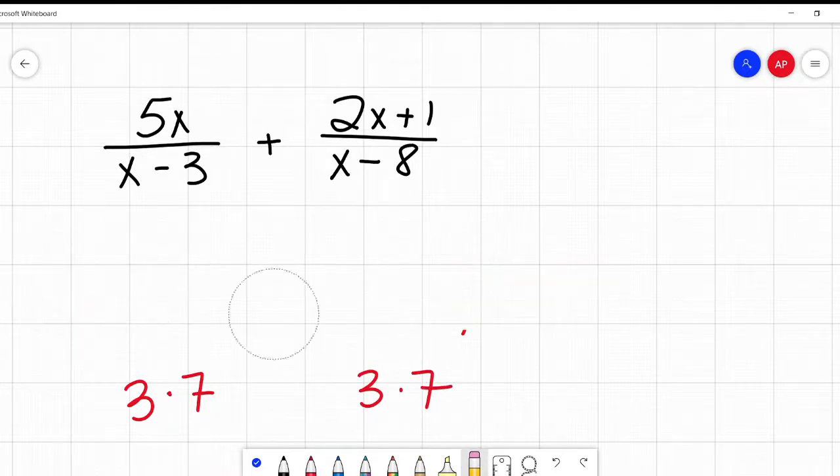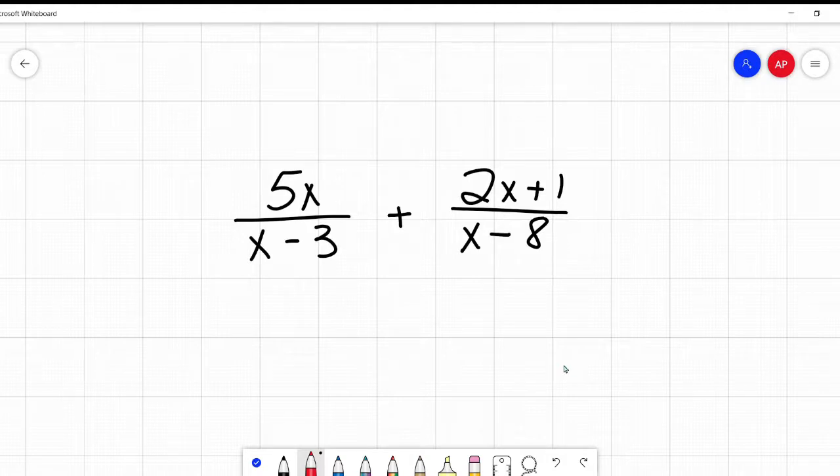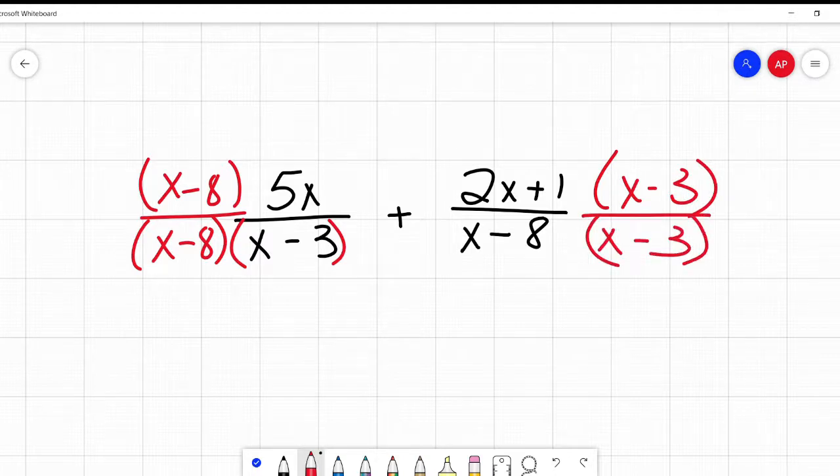That's what you're going to be doing in these. When they are so radically different that there's nothing in common, you're going to be multiplying them both by the other one. So on this side, you're going to be multiplying this whole thing by x minus 8 over x minus 8. On this side, you're going to be multiplying by x minus 3 over x minus 3. And you're just going to distribute. Don't worry about combining the denominator. Just leave it as it is, as x minus 3 times x minus 8. Just leave it be. But you are going to distribute the things on top before you add.